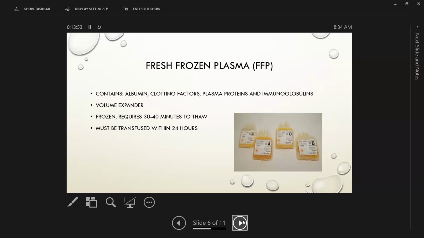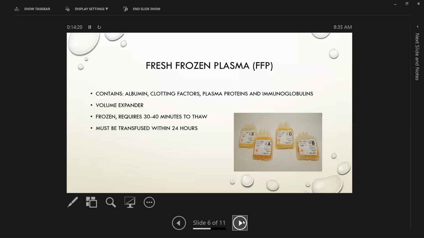Fresh frozen plasma. So fresh frozen plasma, FFP, is the plasma part of the blood. Remember, half of your blood is blood cells, things like red blood cells, white blood cells, platelets, and the other half is made of plasma. FFP is the other half, right? It contains albumin, plasma proteins, clotting factors, and immunoglobulins.